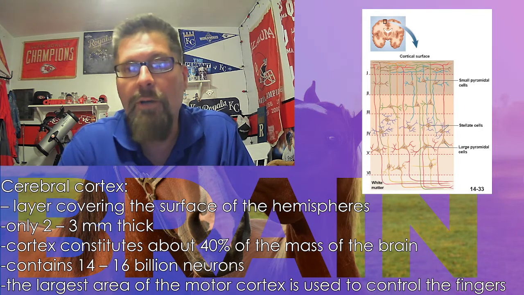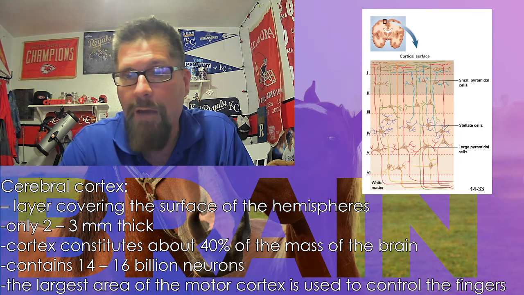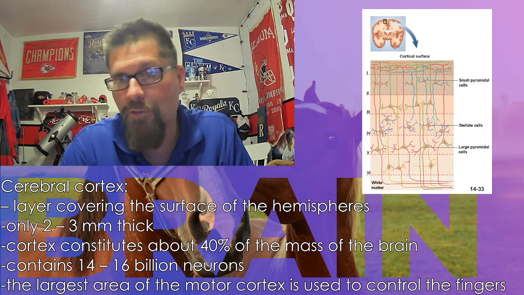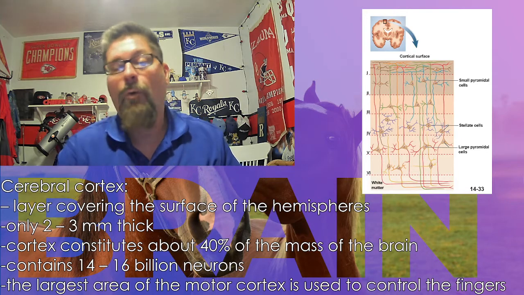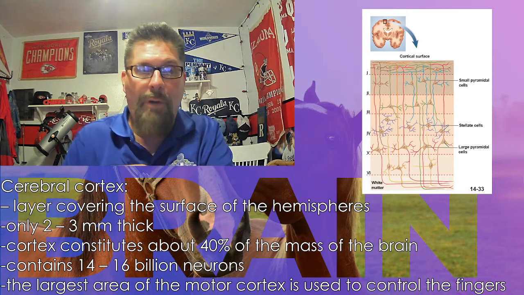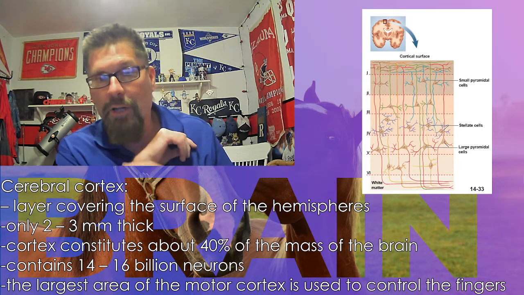But as you can see, you got a bunch of neurons. But again, remember, the cerebellum has over half of them. So if that's how much the cerebral cortex has, just think how many the cerebellum has as far as numbers. Remember, the cerebellum was only 10% of the mass, but 50% of the neurons.